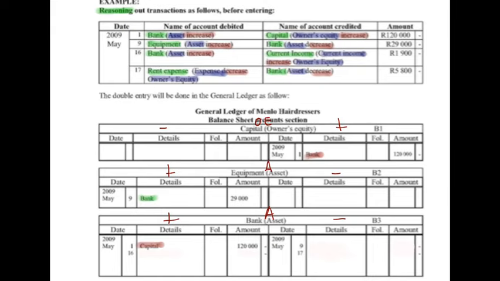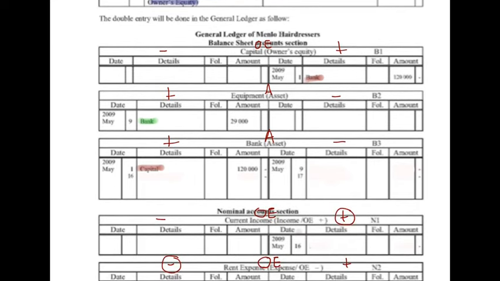Then equipment is the account debited, so the account credited would be bank, because bank is also an asset, but because I've bought this equipment, my assets are decreasing if I look at bank. So in bank, I'm going to say I'm losing 29,000 Rand on the credit side due to the fact that I'm buying equipment. So equipment was the account that I debited, and the account that I credited was bank. So it points towards each other once again.